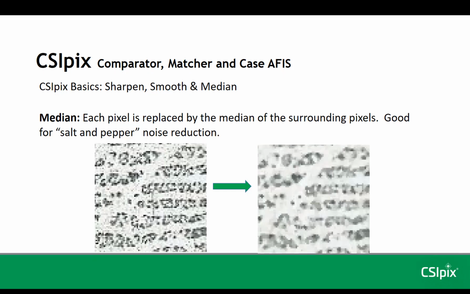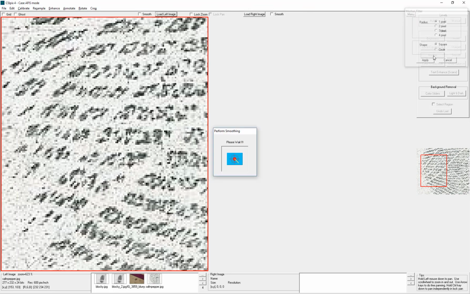With the median filter, each pixel is replaced by the median of the surrounding pixels. So instead of the average, which was the smoothing filter, this is the median. So that means outliers, like extremely dark pixels or bright pixels, are not factored in as much. So it's good for salt and pepper noise removal. So here's the image with the salt and pepper noise. Click on the median filter.